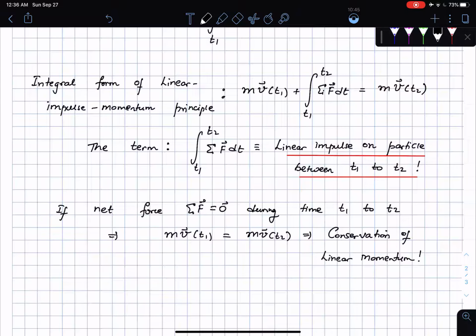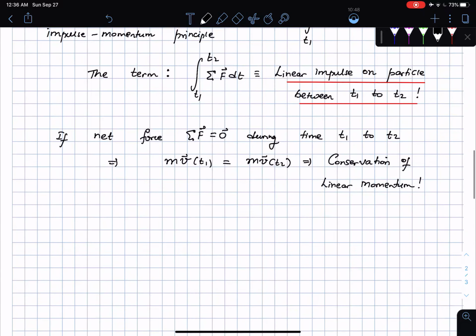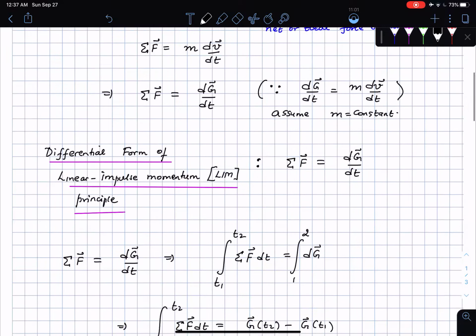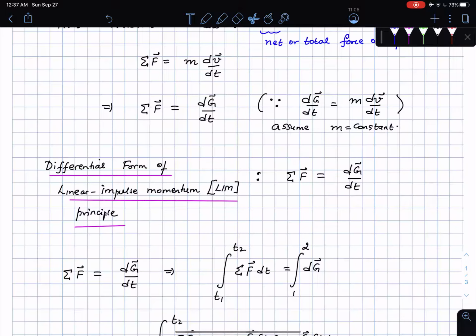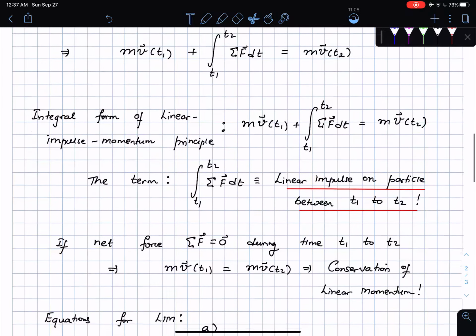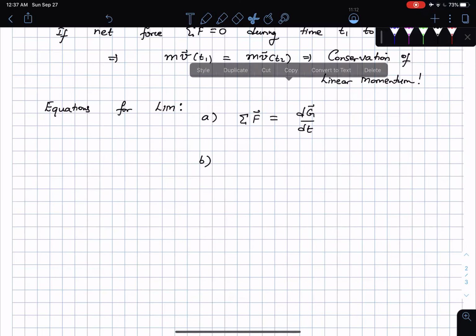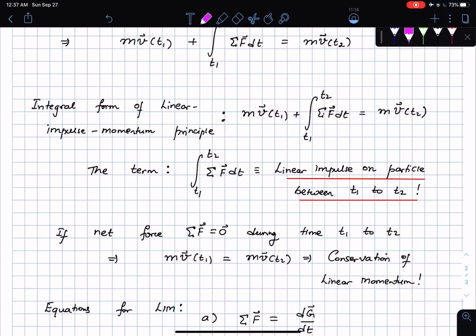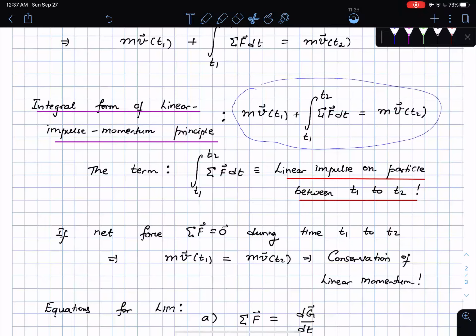Okay, and then in summary, the two things that we know from here. The equations to consider for LIM: the differential form and then the integral form. I'm just going to copy that and bring that down here. So this is the differential form of that equation, and I need to underline a few things. Then I have this guy here, which is the integral form of the linear impulse momentum principle. Then I'm going to copy this one and bring it down.